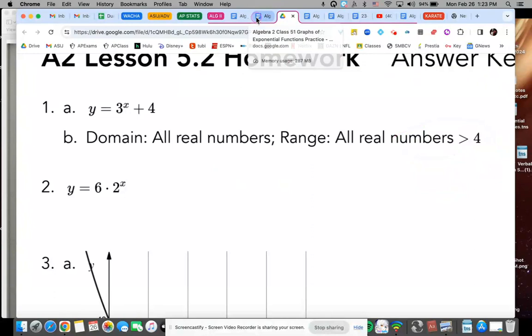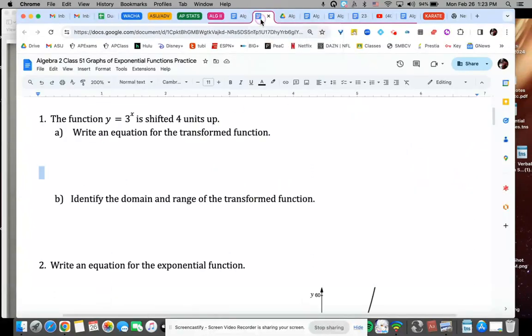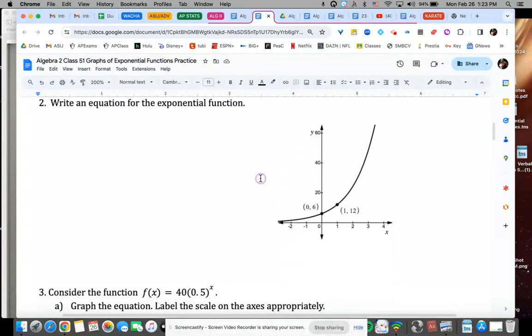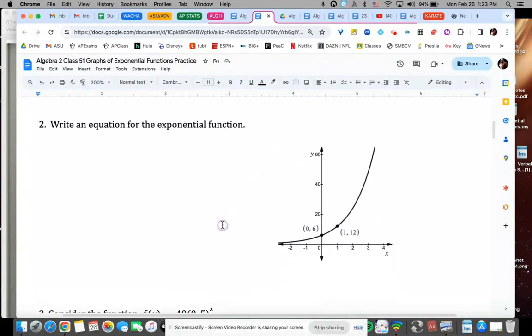Okay, so hopefully that all comes together. The algebra, the graph, the shifting. Okay, hopefully that makes sense. All right, let's look at number 2. We're going to move along now.